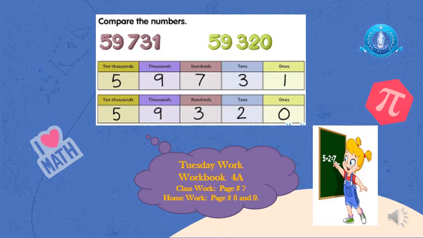Check the 100 place. In the first number, on the 100 place 7 is the digit and in the other number, on the 100 place 3 is the digit. Now tell me, is 7 greater or is 3 greater? Tell me. 7 is greater. So it means 59731 is greater than 59320. So the first number is greater than the second number.